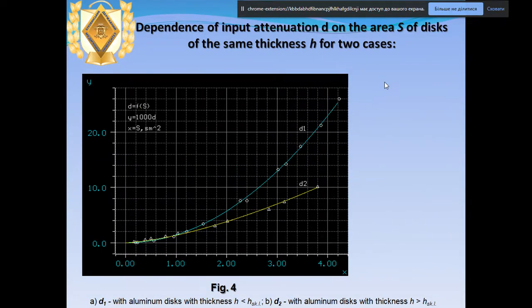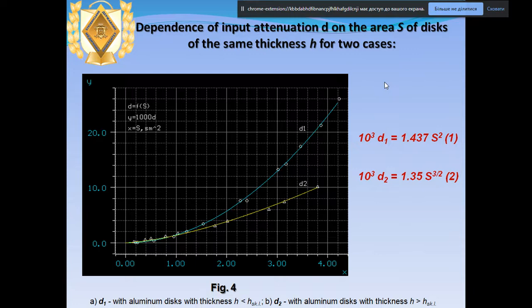To study the radial distribution of eddy currents in the disks, the dependence of the input attenuation on the area of the disk was experimentally measured, which is shown in Figure 4. Figure 4 points out that in the absence of the skin effect, the input attenuation is proportional to the square of the area of the disk and has the following form. Formula 1. In the presence of the skin effect, the dependence of the input attenuation on the area of the disc has the following form. Formula 2.